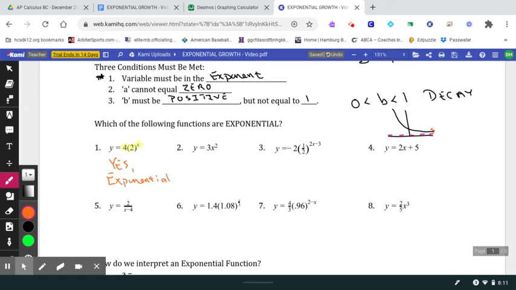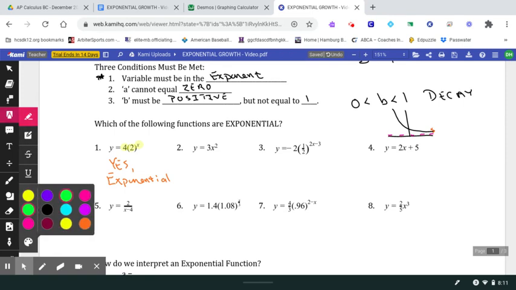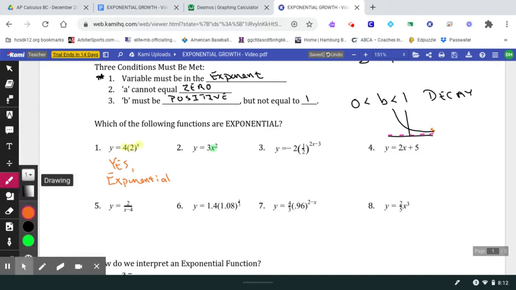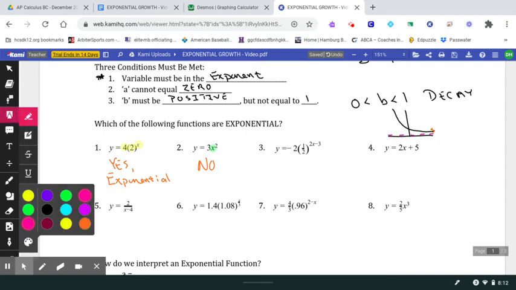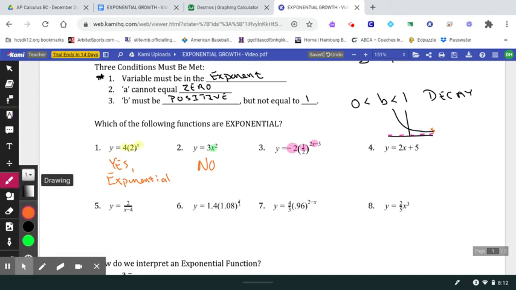Now, in the second one, I think the first thing that fails is the location of the variable. See how the variable is not in the exponent? So we got a big fat no on our hands here. Not an exponential function. In our next example, the variable is in the exponent, check. The a is not 0, check. And our b value is positive but not equal to 1. So that's definitely an exponential function.